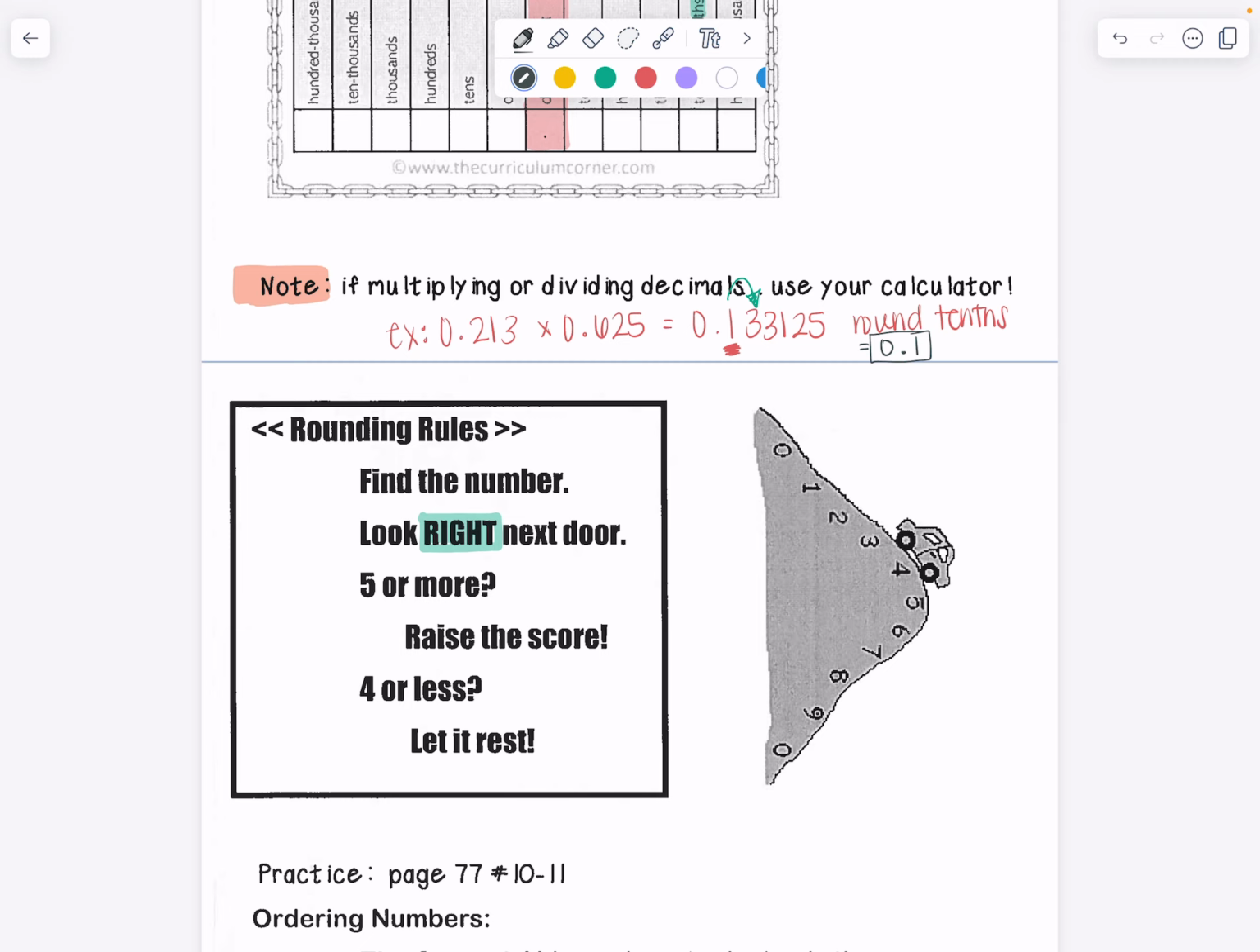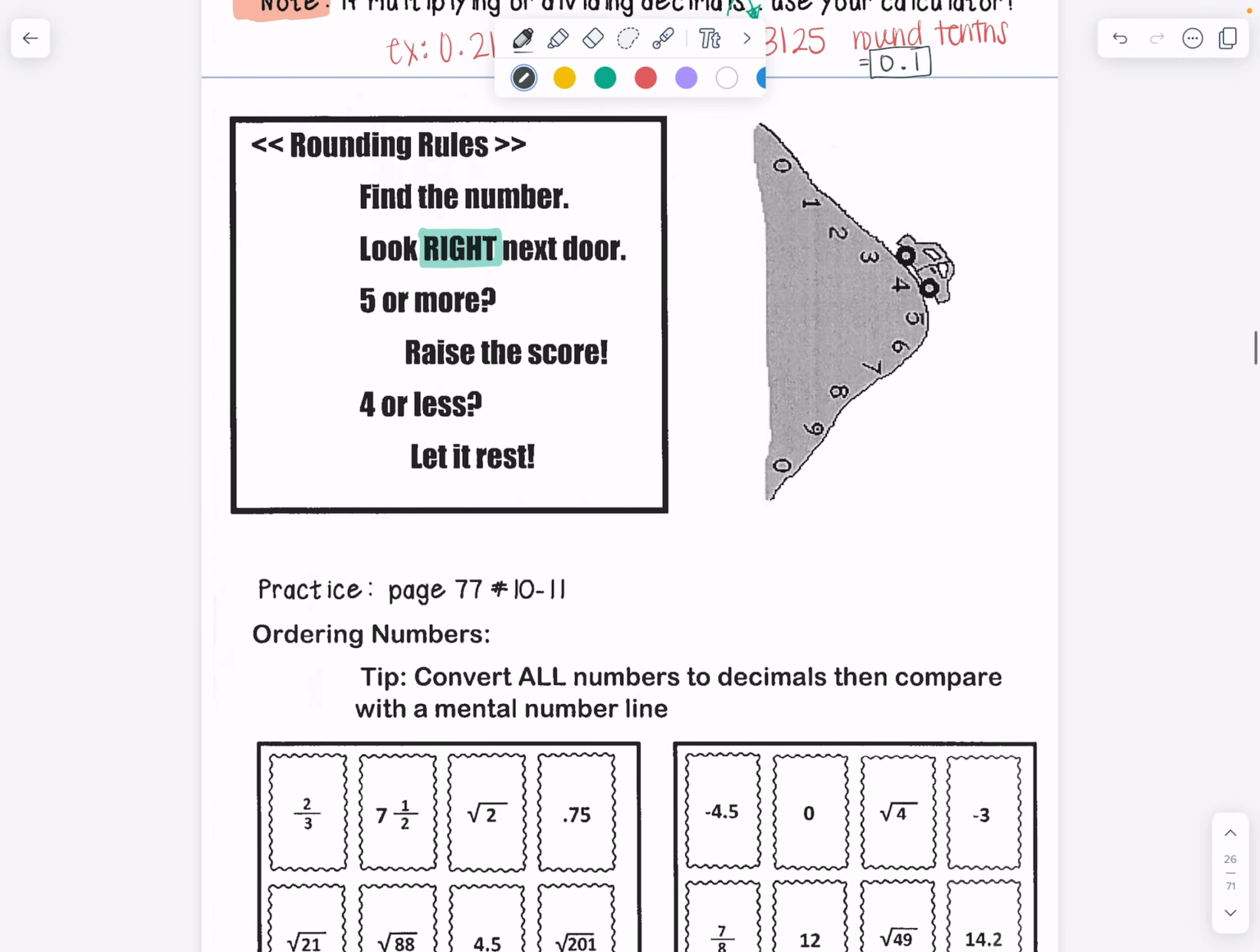Okay, so let's keep on with this rounding. So if you've got your textbooks, open them to page 77. All right, number 10 says, which of the digits is in the hundredths place when 1.3208 is divided by 5.2.